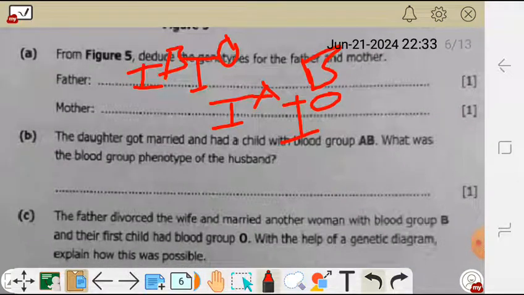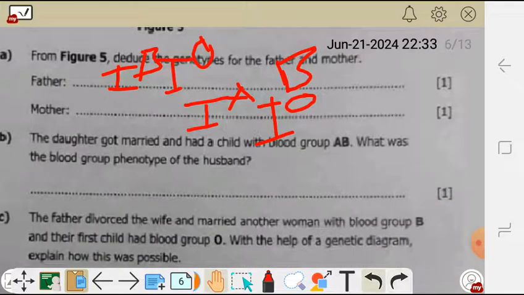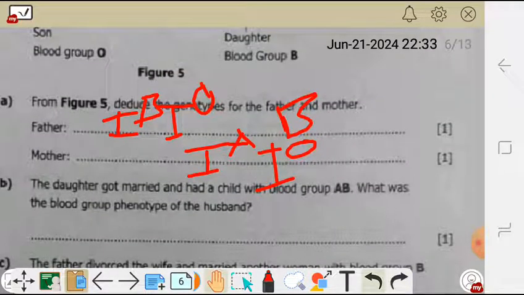Question B is saying the daughter got married and had a child with blood group AB. What was the blood group phenotype of the husband? So we have this daughter here. When she got married, she had a child with AB. They are asking what was the possible blood group phenotype of the husband.